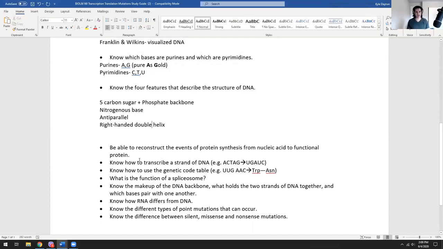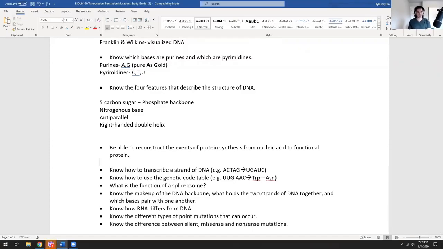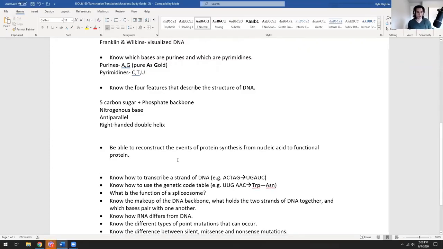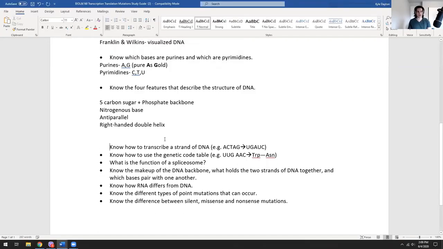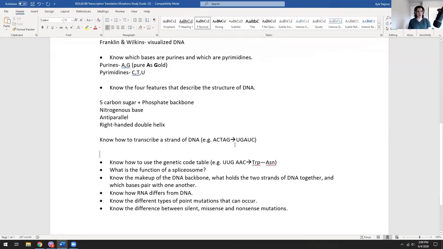If I think of another one, I'll come back to it. Be able to reconstruct the events of protein synthesis from nucleic acid to functional protein. I'm not going to have you guys do that on the test. Let's go with this, though. Transcribe a strand of DNA.